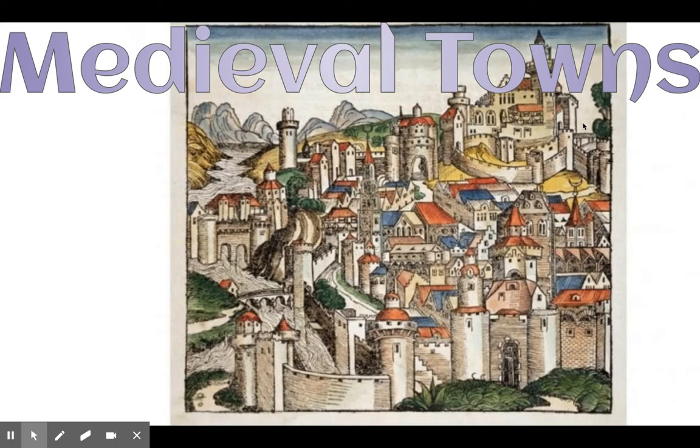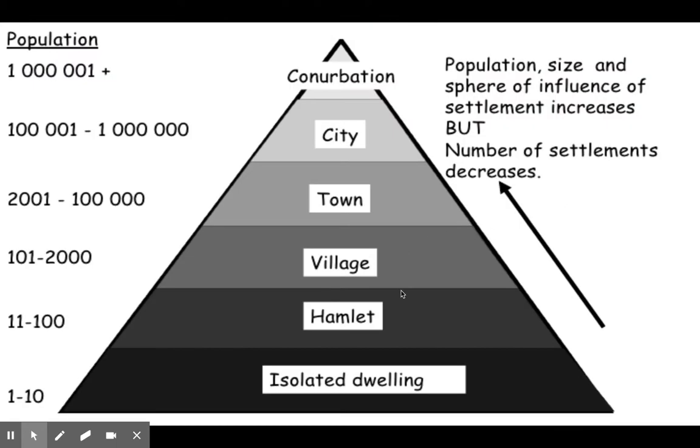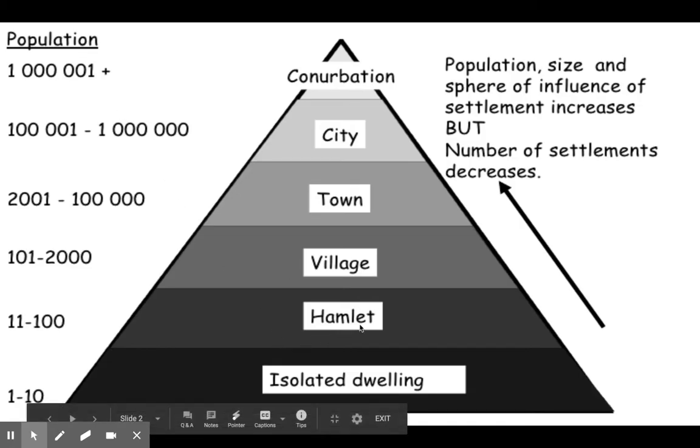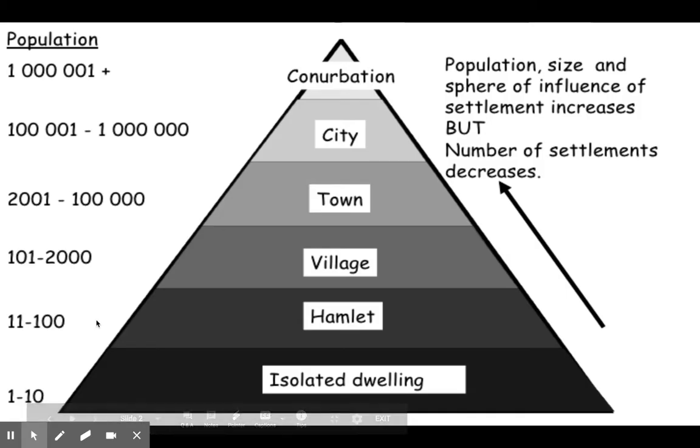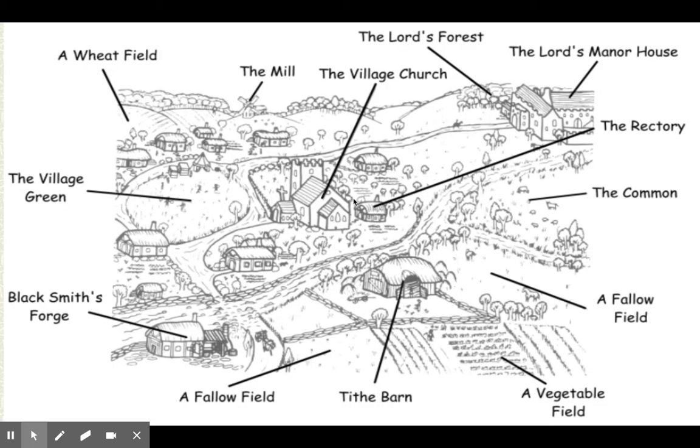Towns were surrounded by thick walls. Over time, the population grew. As we can see here, hamlets of less than 100 people grew into villages, which grew into towns, and eventually they would be cities. Here's an example of a feudal manor house and the surrounding land.